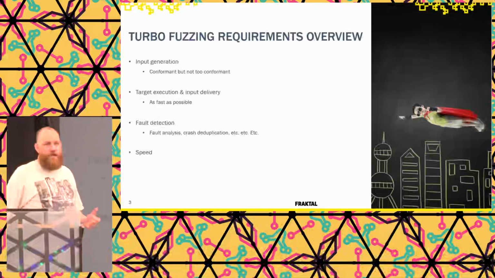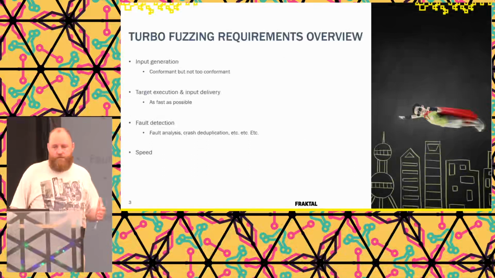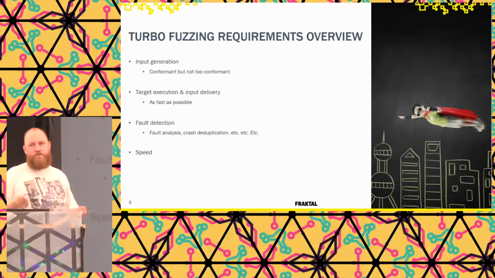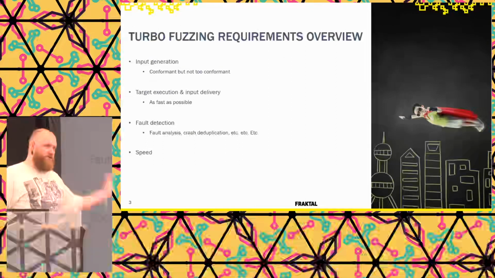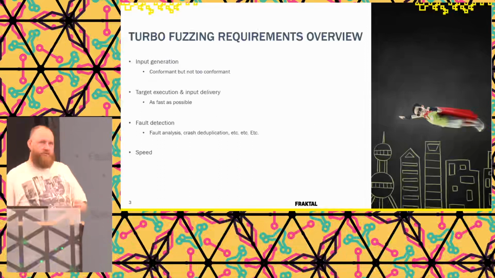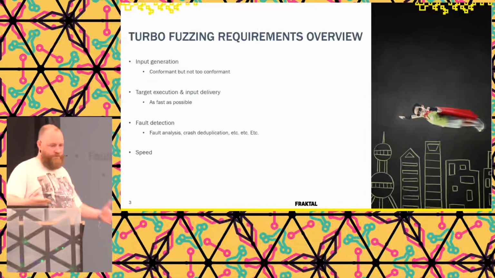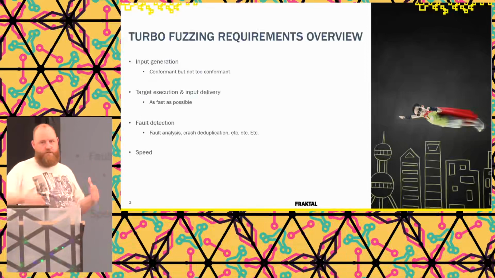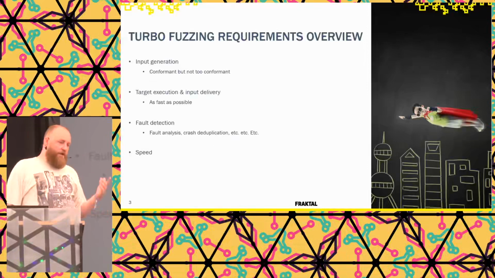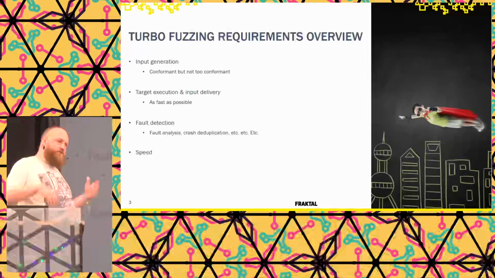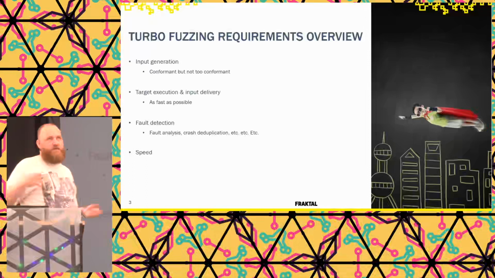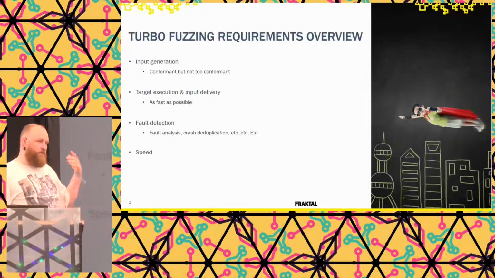So if we look at fuzzing as a whole, there are some things you must have when you want to do a fuzzing campaign, right? You need some sort of input generation to be fed to something which parses the input. That input generation, well, the input you generate has to be conformant to any given standard that the parser expects.